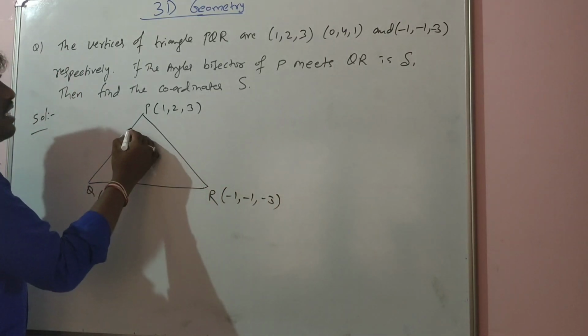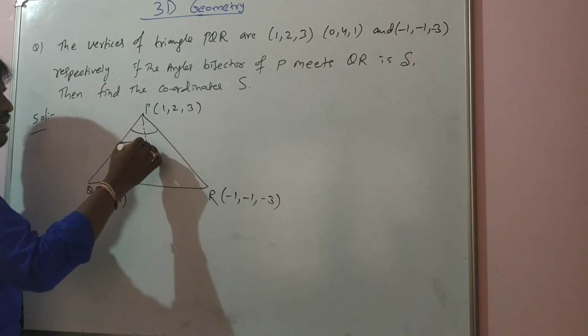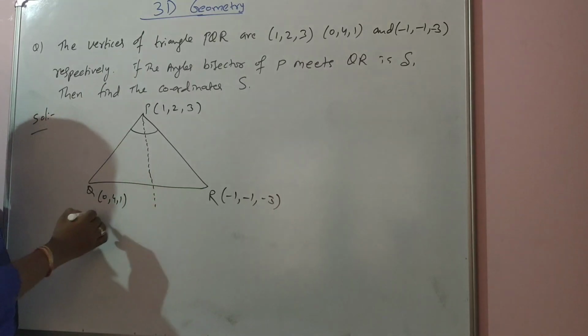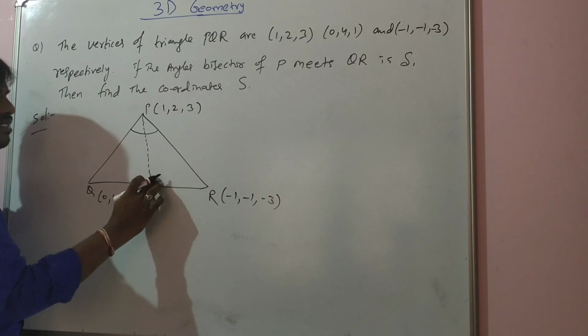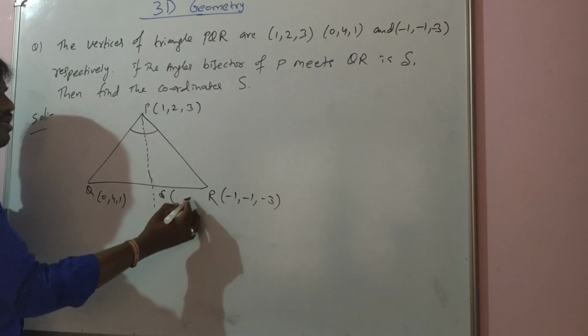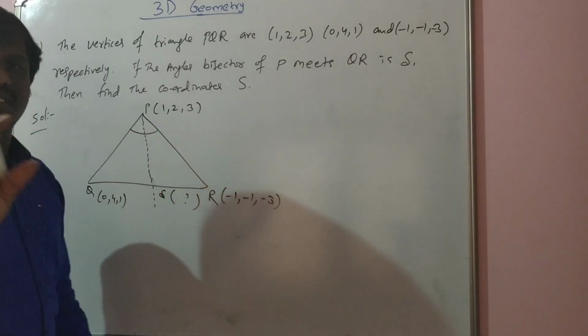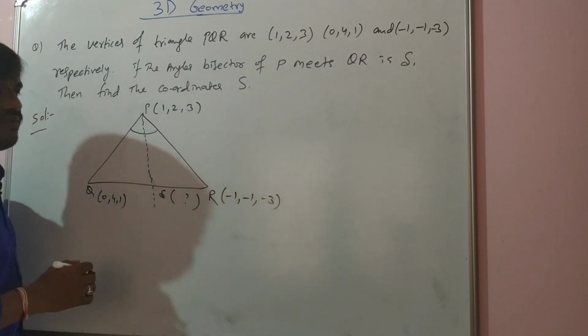He is saying that the angular bisector of P meets the QR at S. This is not perpendicular, it meets the QR at S. Then what are the coordinates of S? This is the question we have here.